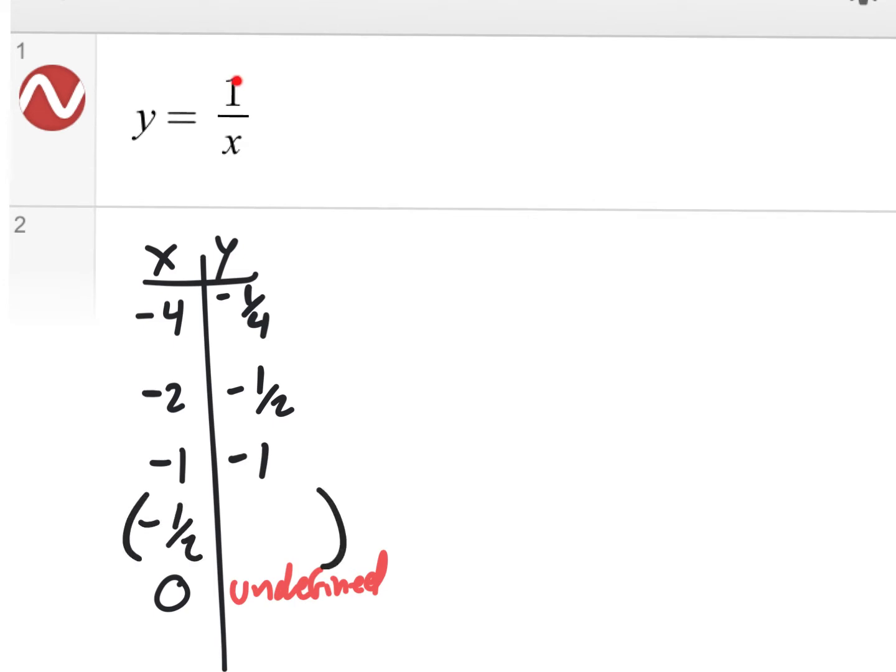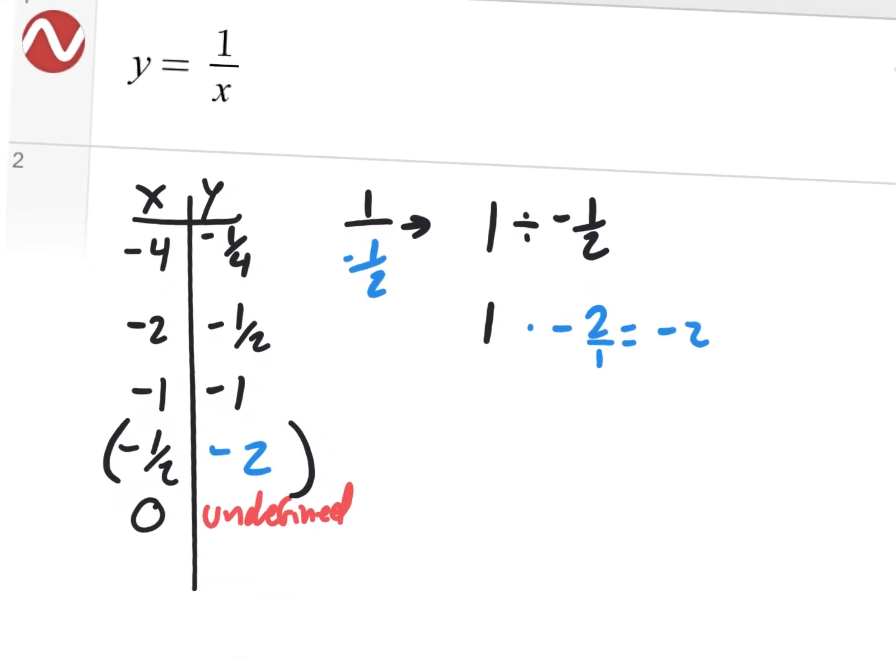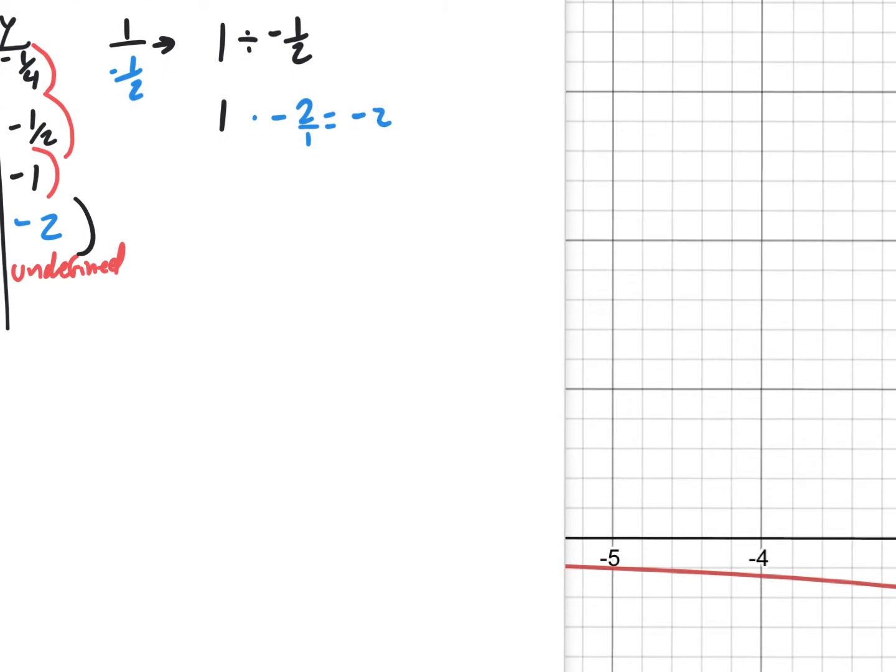So you could actually plug in -1/2. And when you plug in -1/2 down here, that's really going to be 1 divided by -1/2, which is really 1 times the reciprocal, -2 over 1, which is just -2. So for the input -1/2, you get the output -2, right? So let's just take a look at this part of the graph with the coordinates -4, -1/4; -2, -1/2; -1, -1; and -1/2, -2.